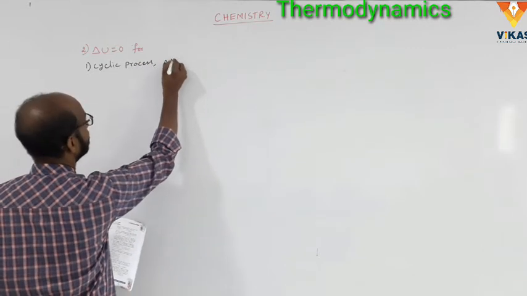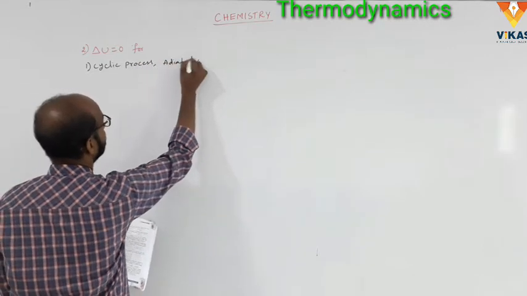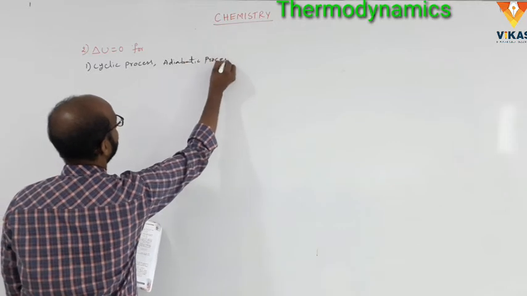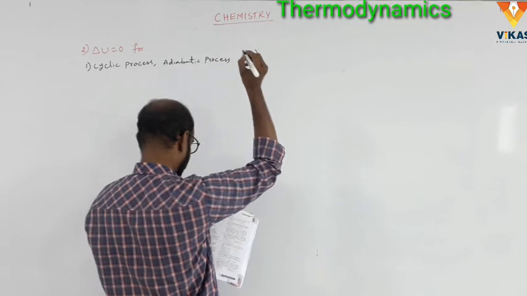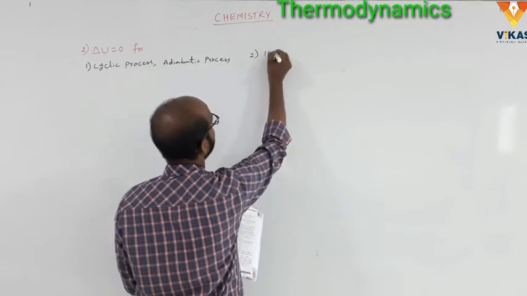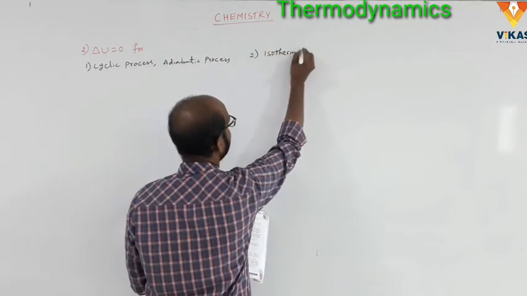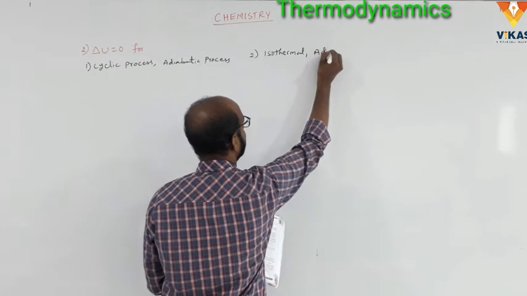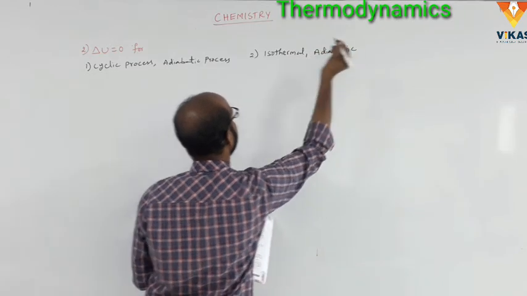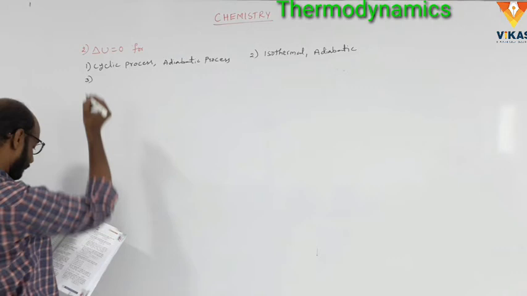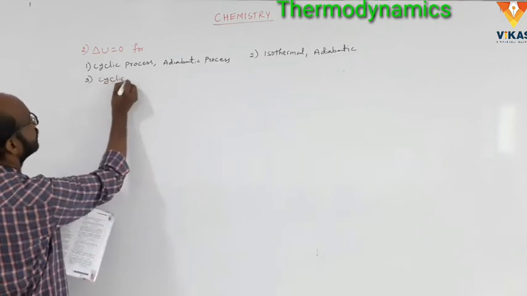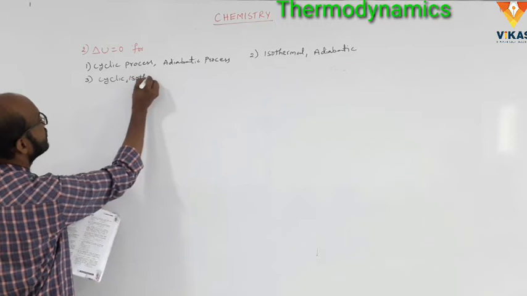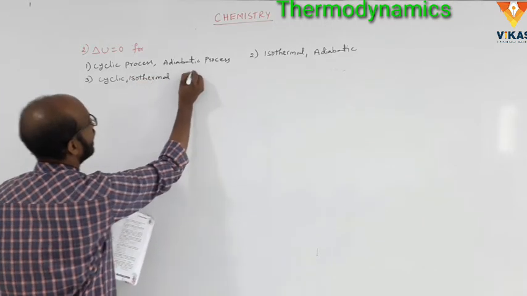Adiabatic process. Option 2: isothermal, adiabatic. Option 3: cyclic, isothermal.